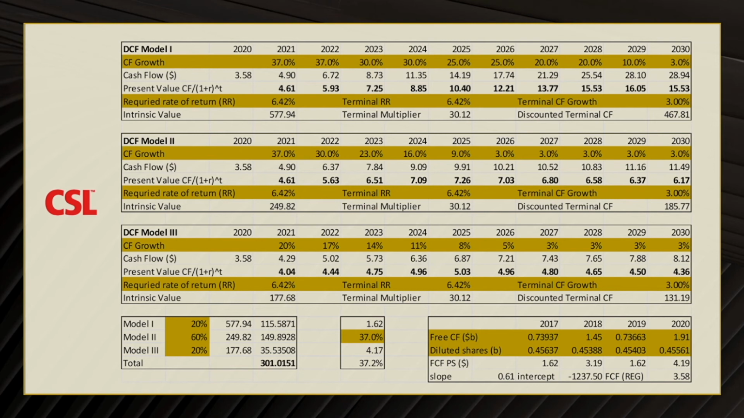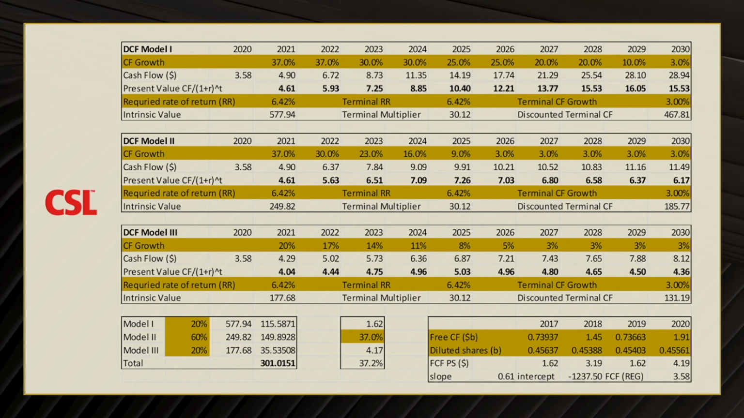In particular, the free cash flow per share in 2020 is 4.19 per share, and as before, we use linear regression to make estimates for 2020. So that becomes $3.58 per share. That's the estimate of free cash flow that we are using in every single one of the models above. Note that the only changes between the three scenarios above are changes in the free cash flow growth rates.